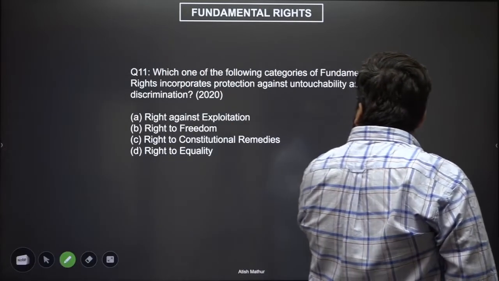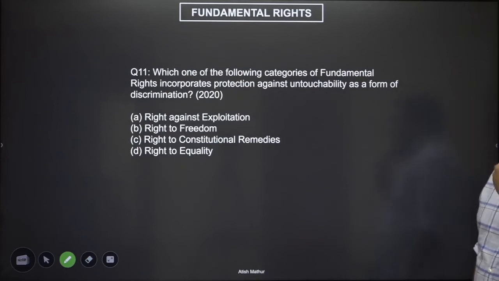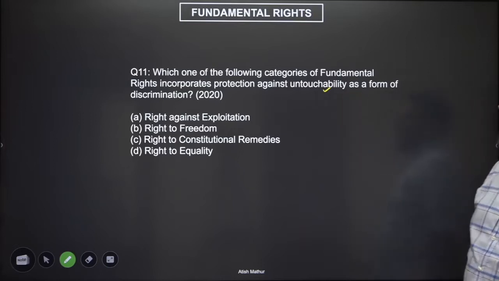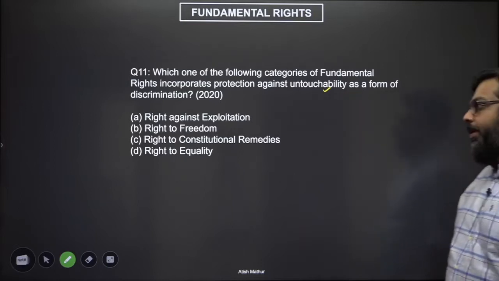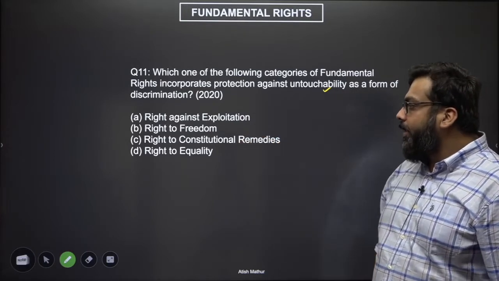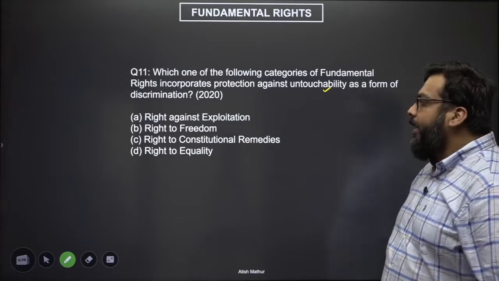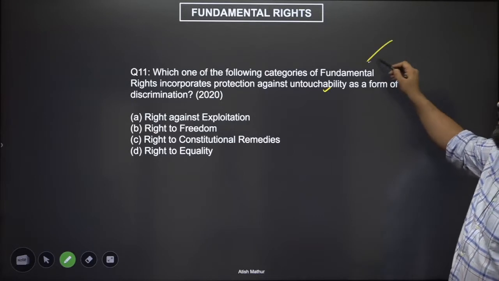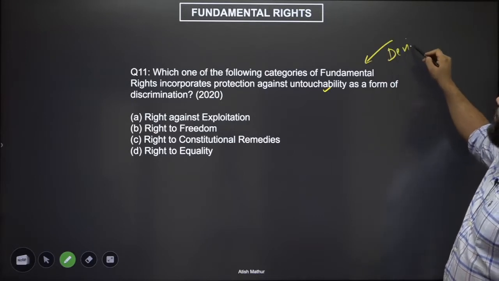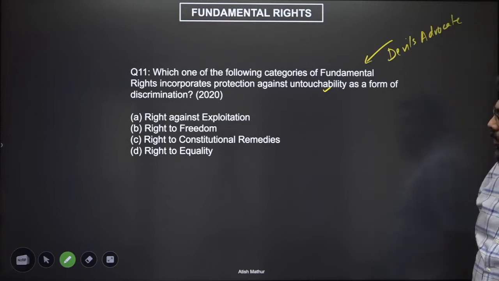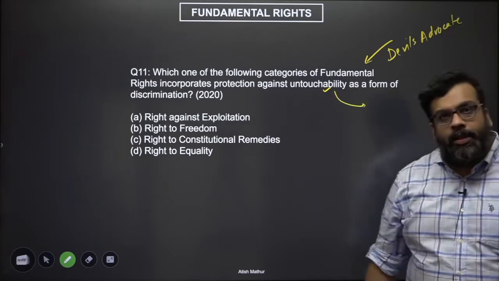Now, question 11. Which of the following categories of fundamental rights incorporates protection against untouchability as a form of discrimination? Right against exploitation, right to freedom, right to constitutional remedies, and right to equality. Now, you have to solve this question by a simple devil's advocate theory. Argue the opposite. What is untouchability?